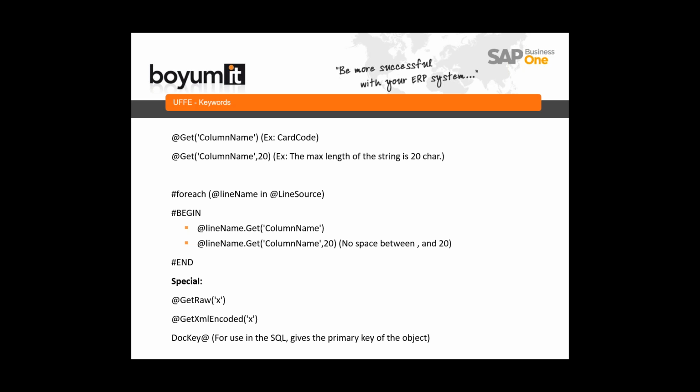We have a few special keywords. So we have get raw. This is if you use the XML as format, then get raw will actually allow you to get the raw value instead of one that has been escaped. And similarly, we have the get XML encoded that will give you the XML encoded string if you use the format custom. The doc key is going to be used in your SQL to actually identify and pull out the correct data, and it just gives you the primary key of the object that you're working on.